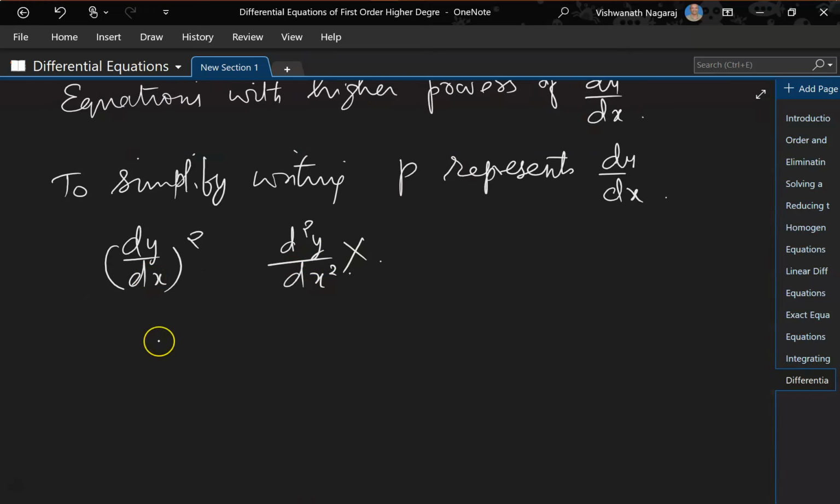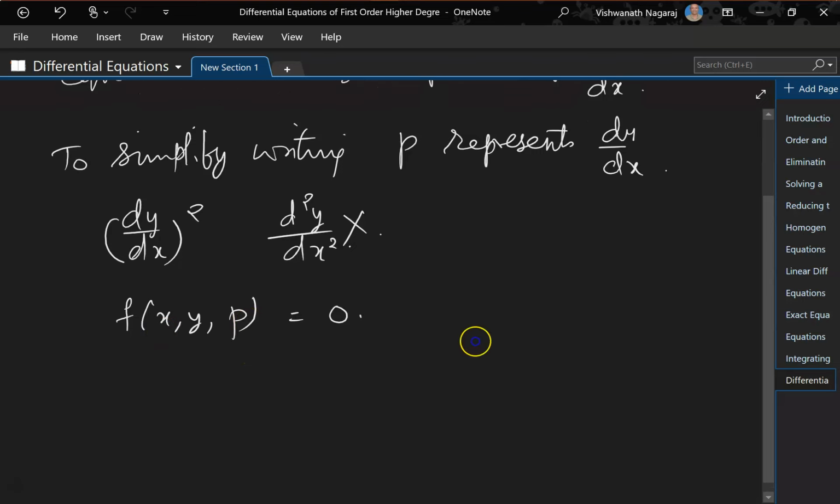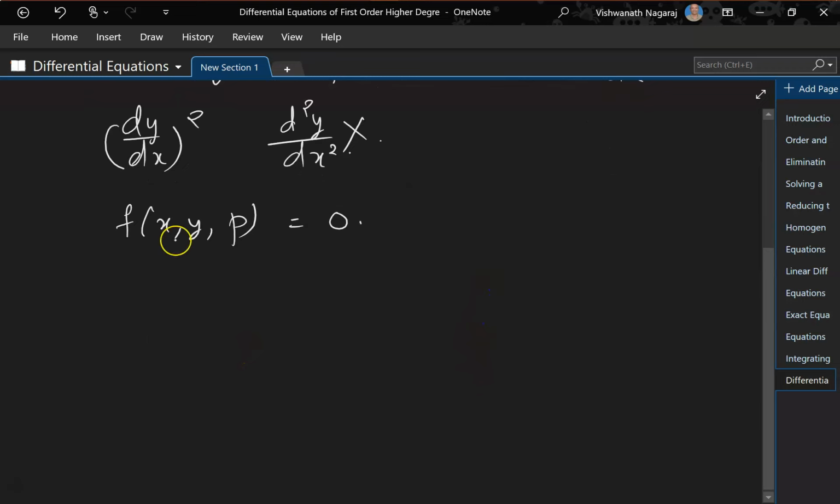Okay, and again to simplify, when I write f of x comma y comma p, it means it's an equation with x, y and p, which is dy by dx. So an equation comprising x, y and dy by dx.